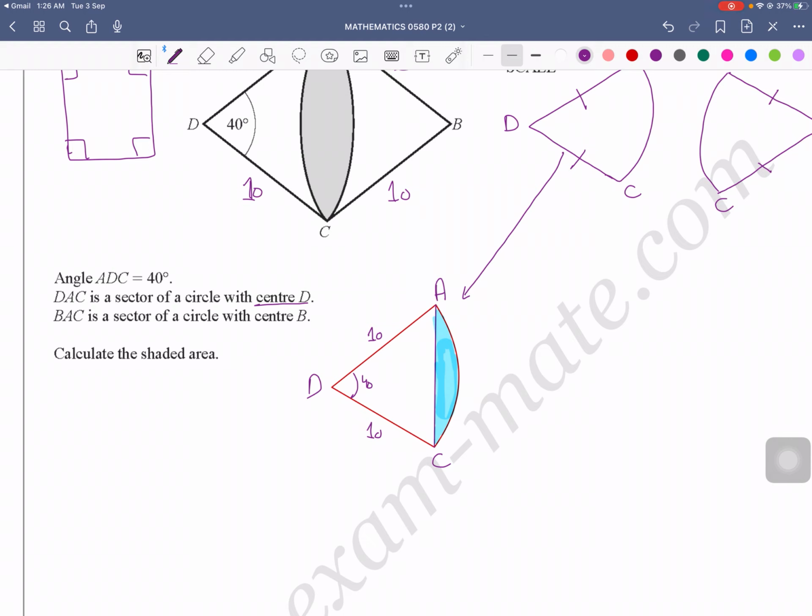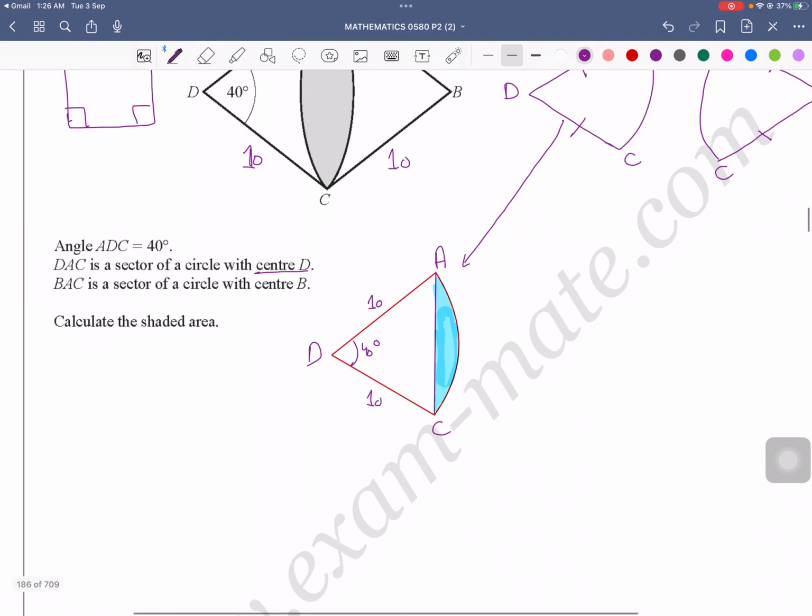So first, what we simply need to do is find the area of this unshaded triangle, find the area of the sector, and then subtract these two in order to find this blue shaded region. How do you do this? You first find the area of the triangle, but in order to do this, you first need to find the length AC. And how do you find AC? You will use the cosine law.